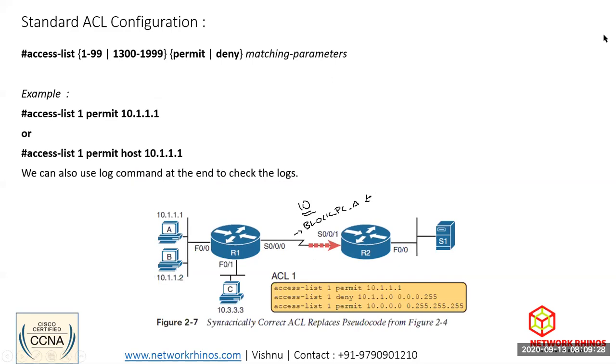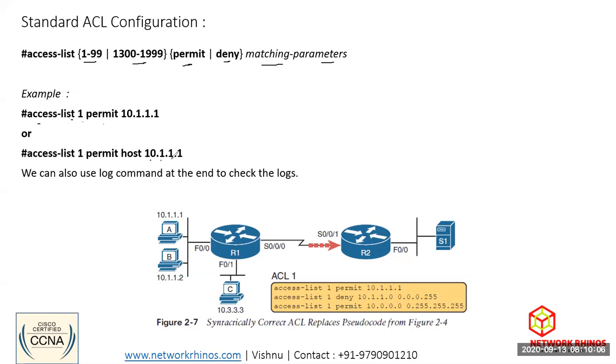So let's check out the configuration of this. For standard ACL configuration, the ACL where you match only based on source IP address, the command is access-list, then use any one number in this range, either permit or deny, and the IP address matching parameters. For example, you can say access-list 1 permit 10.1.1.1, or you can say access-list 1 permit host 10.1.1.1.